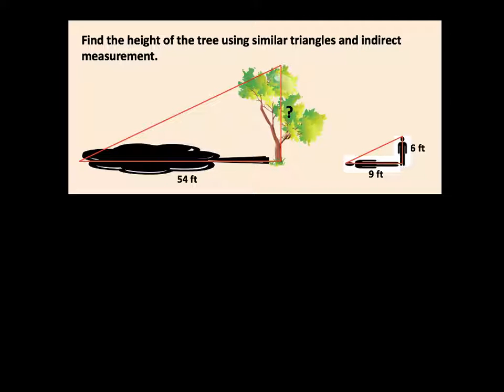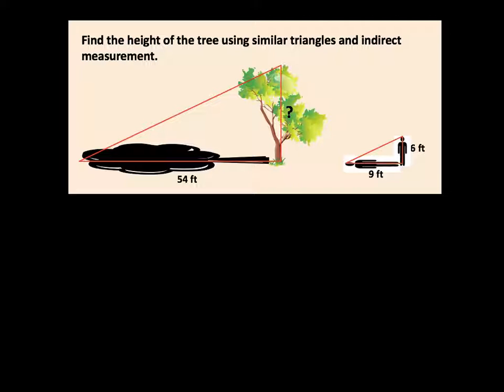All right, so our first example that we're going to look at here, we've got this tree that casts a shadow that, I don't know, looks like a big puddle of tar, but that's its shadow. And then we've got the sign from the men's bathroom. But we've got a man who's 6 feet tall, and according to this, his shadow is 9 feet tall. So we've got these similar triangles. We've got a shadow of 54 and an unknown height on the tree, shadow of 9 feet for the man, and a height of 6 feet for the man.